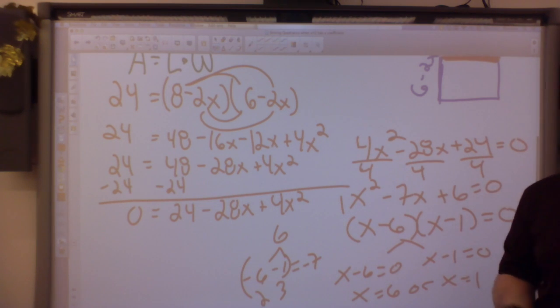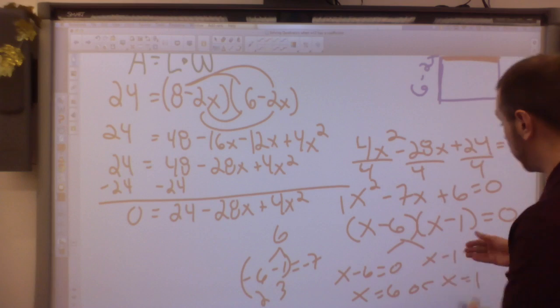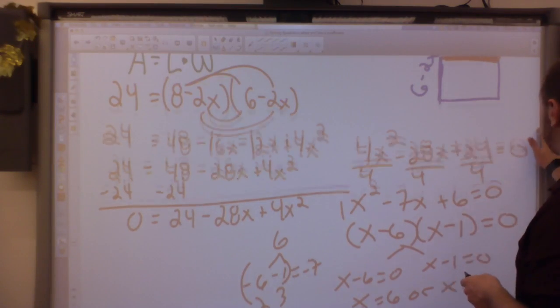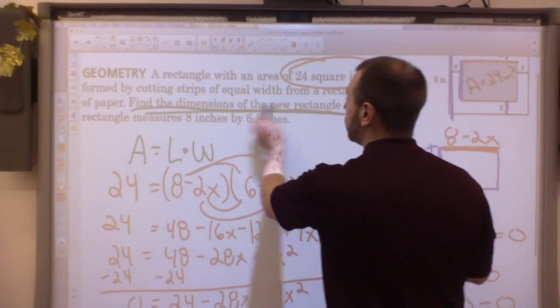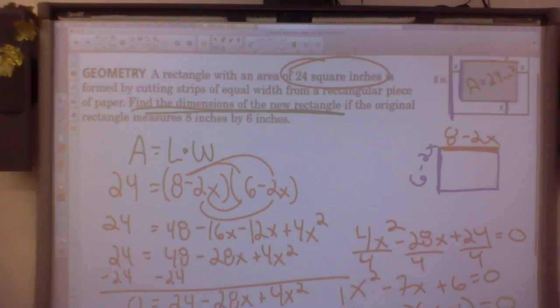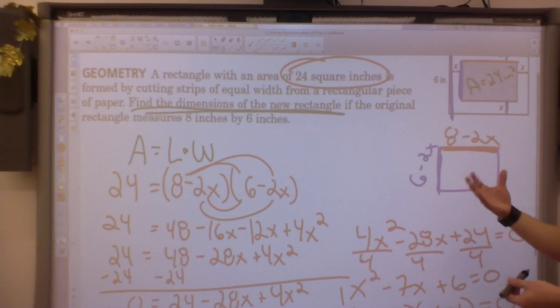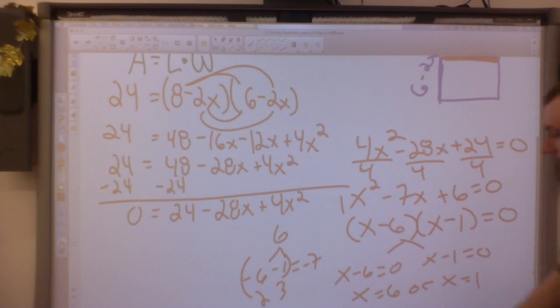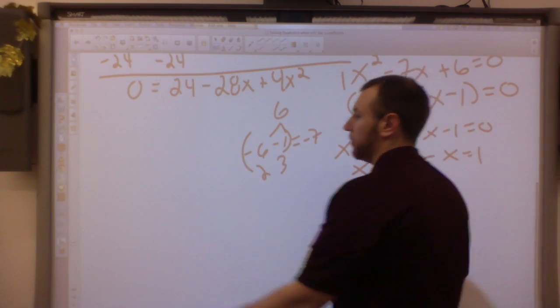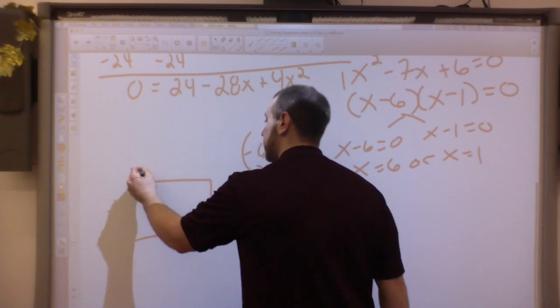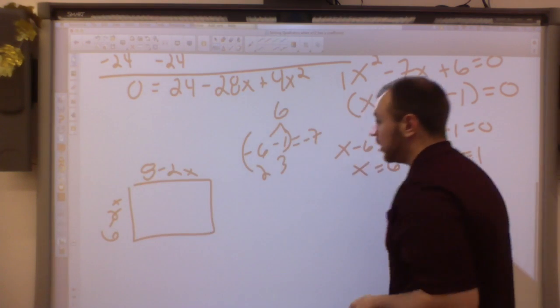So what does that mean in context of the problem? Which one of these works? Because the question is asking me, find the new dimensions of the rectangle. I have 2 results. This is my dimensions of my rectangle. Which one can it be? That's when I plug it in. So, I have a rectangle that's 6 minus 2x and 8 minus 2x.